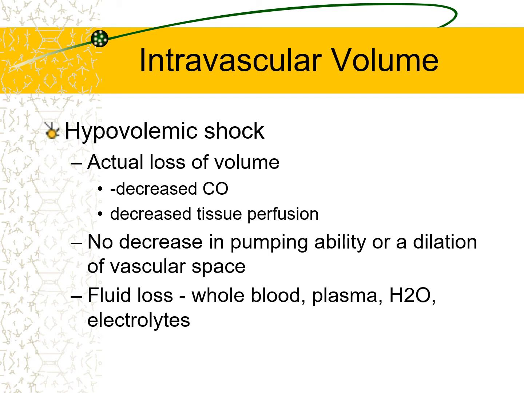Fluid loss can be whole blood. Certainly when we are bleeding or hemorrhaging, there is loss of fluid. But we can also have loss of plasma and the water component in our body, leading to dehydration. So those are the two primary causes, although there are others, but the two big causes of hypovolemic shock are bleeding or hemorrhaging and dehydration.